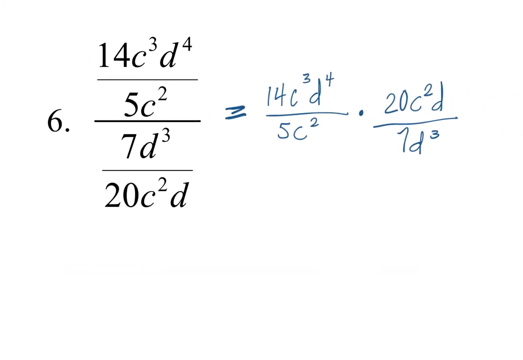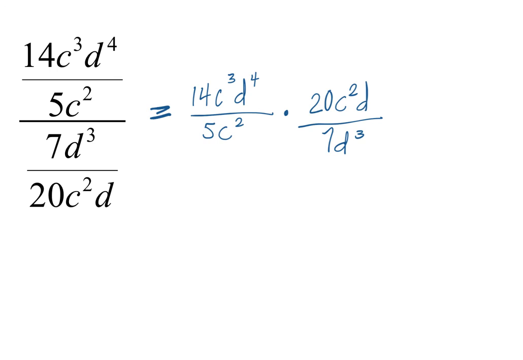So when I'm rewriting on number 6, I have my first rational as the numerator, and then the second is the denominator. So the numerator stayed the same. If I had this divided by this, that numerator stays the same, and you flip the denominator. Whenever you flip the denominator, it changes it into a multiplication problem. So instead of having 7d cubed over 20c squared d, I just flipped that denominator.